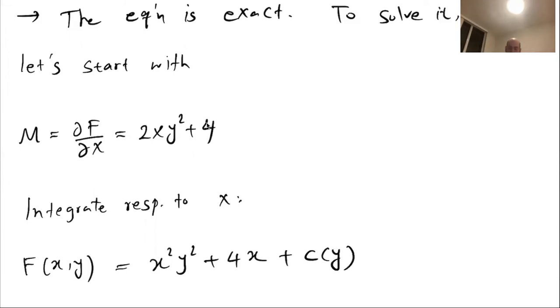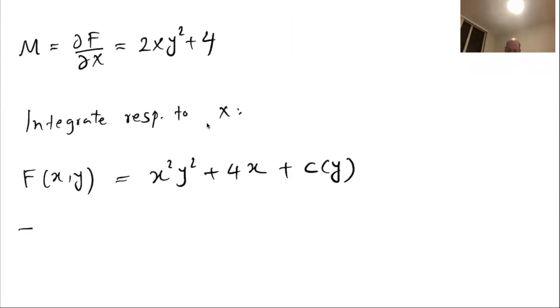So if you remember in the algorithm to solve the equation, we said we start with M equals the partial derivative of f with respect to x. We integrate both sides with respect to x, noting that the constant involved will be a function of y, because when you differentiate or integrate with respect to x, y is considered a constant. So instead of c, we have c of y, because y is also a constant here.